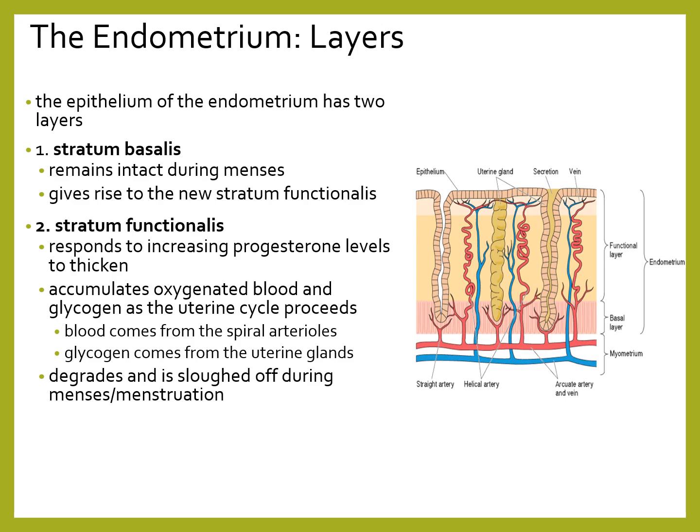It is the stratum functionalis that degrades and is sloughed off during menses, or what is also known as menstruation. Now, the reason why the stratum functionalis is so important is that this is the layer in which the embryo will embed itself. This is the layer that is going to provide the growing embryo its oxygen levels and its source of glucose for ATP production, until the embryo can establish a more permanent connection, through things like the chorion and the placenta.